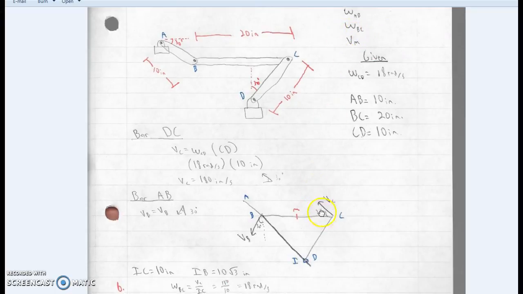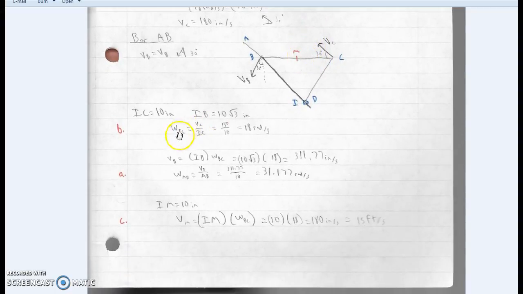Then, going back to what we need to find, the angular velocity of BC. So the angular velocity of BC is equal to the velocity of C, which we know, over IC, which we also know. So 180 divided by 10 is 18 radians per second.